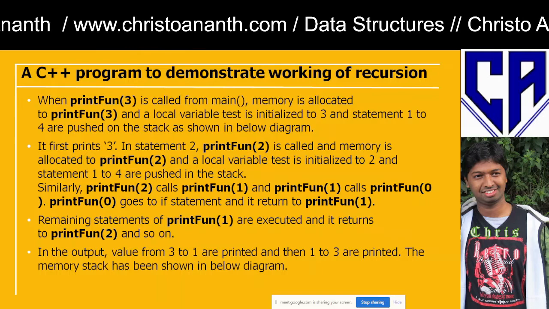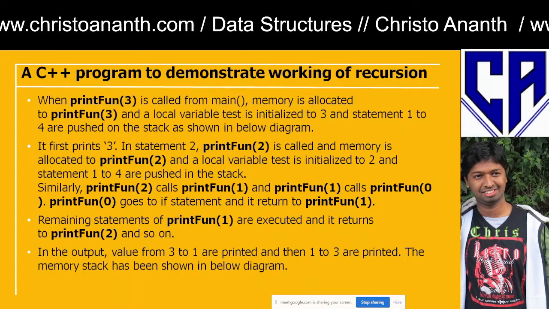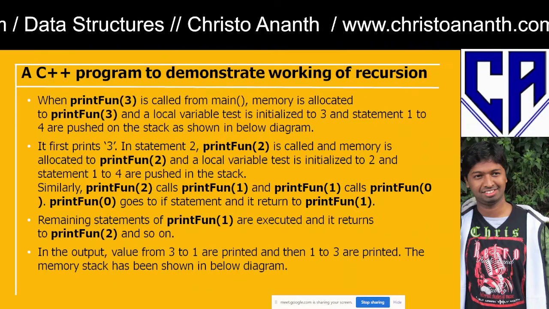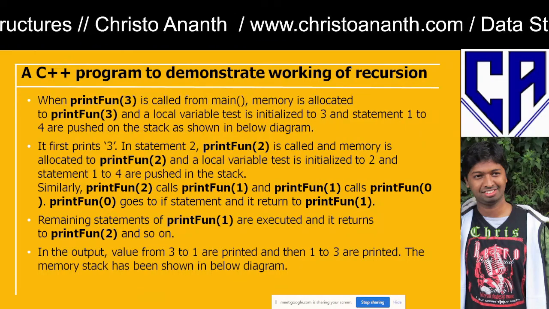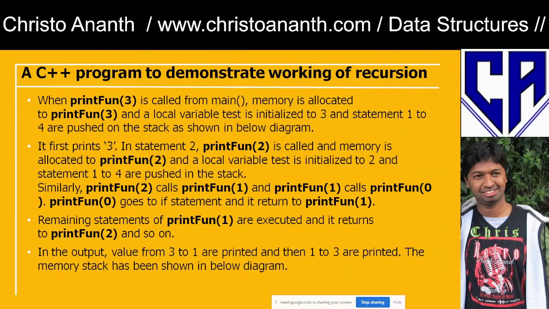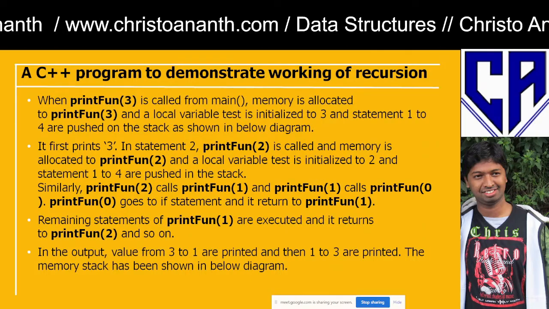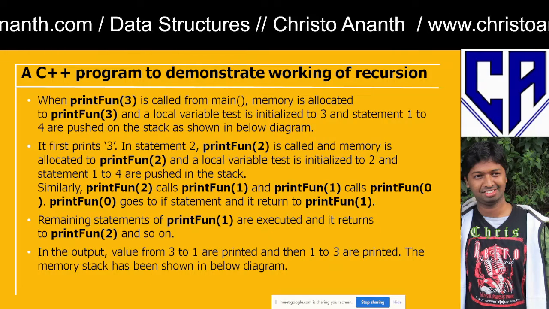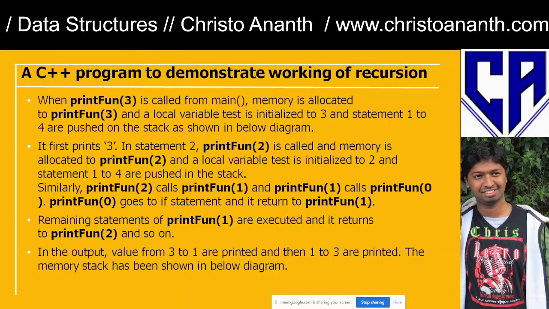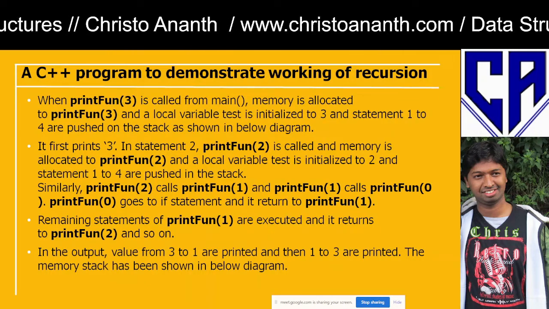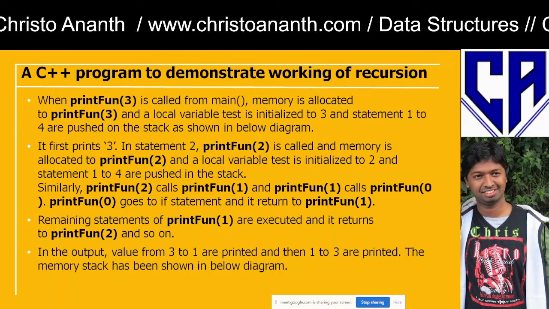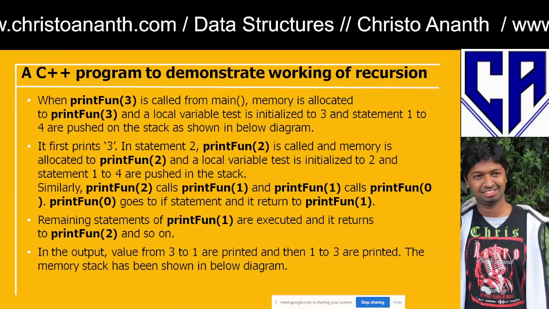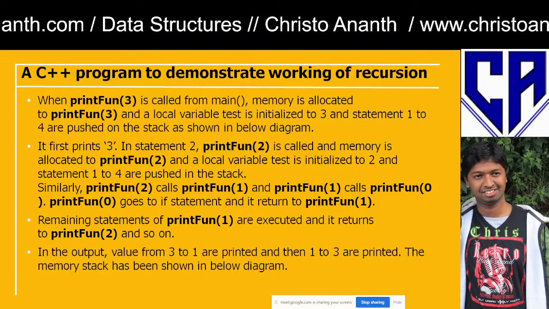So when print function 3 is being called from the main memory, memory is allocated to print function 3, a local variable test is initialized to 3, and statements 1 to 4 are pushed onto the stack. It is going to first print 3, and in statement 2 print function 2 is called, memory is allocated to print function 2, a local variable test is initialized to 2, and statements 1 to 4 are pushed onto the stack.